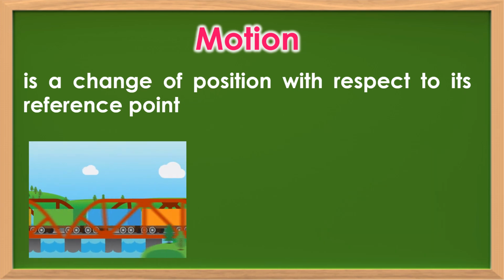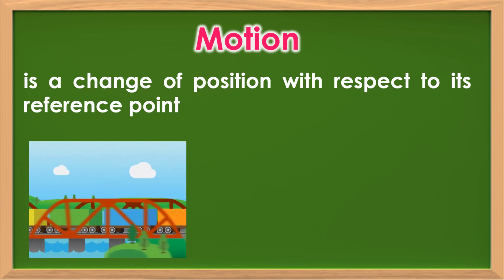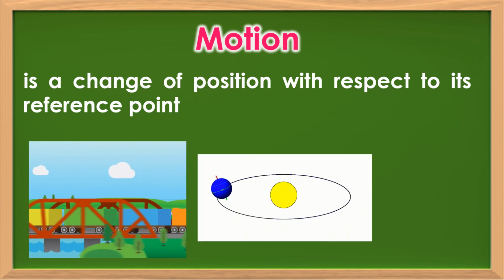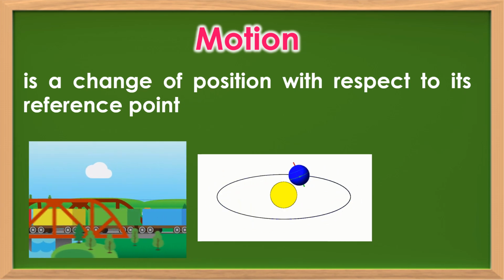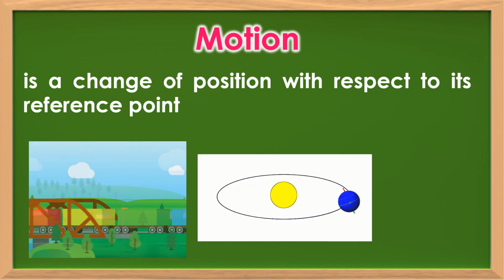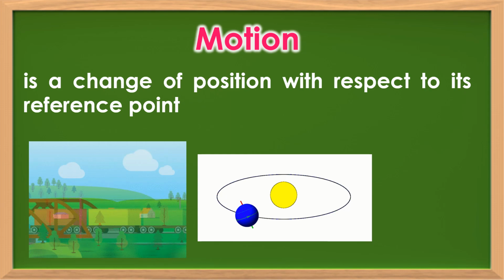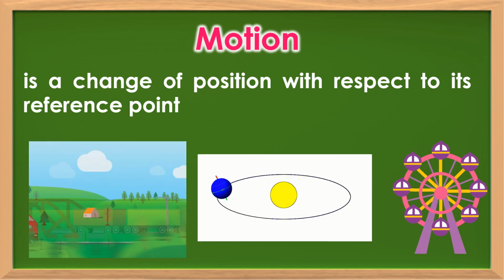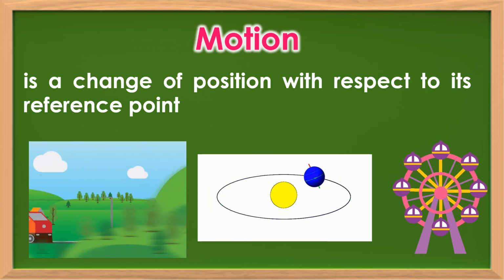The first picture is a moving train on its track, which is an example of rectilinear motion. The next picture shows the Earth revolving around the Sun, which is an example of periodic motion, because the motion of an object repeats itself after a certain period of time. The last picture is a Ferris wheel, wherein the motion of an object is in a circular path called circular motion.